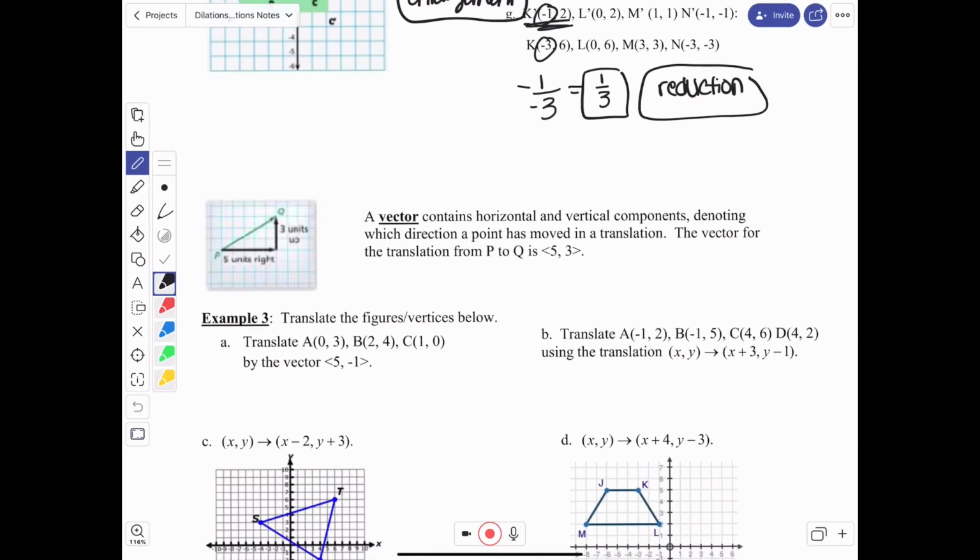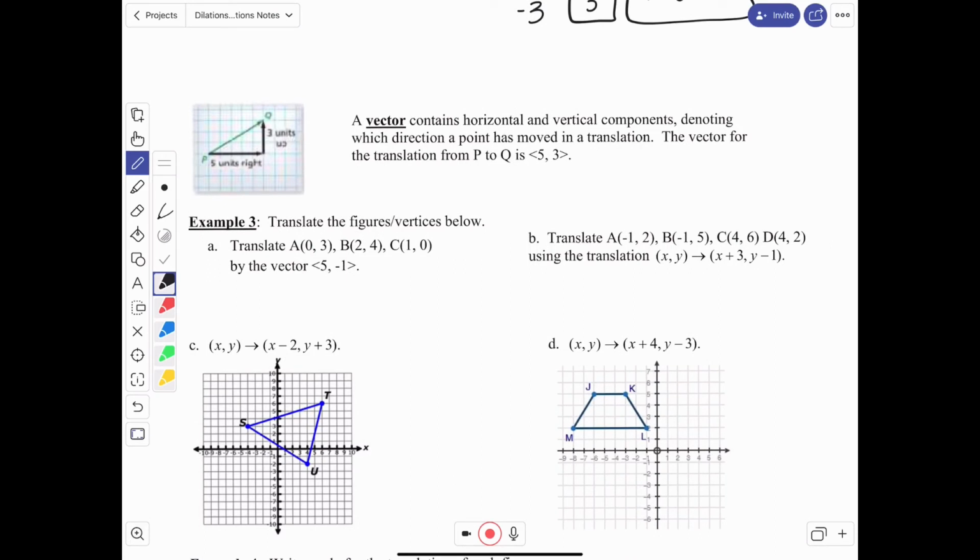Okay. All right, so now we talk about vectors. A vector contains a horizontal and vertical component denoting which direction a point has moved in a translation. The vector from the translation of point P to Q is 5, 3. So this part right here is just showing the direction that it's going. It's not actually part of the shape. It's just showing it's going 5 units right, 3 units up. So this part right here is showing you the horizontal direction, and this part right here is showing you the vertical direction. So this is what you're going to do to X, and the 3 is what you do to Y. Okay? And so all you're going to do for these points, the 5 being positive, you add 5 to your X's, and the 1 being negative, you subtract 1 from all of your Y's, okay?